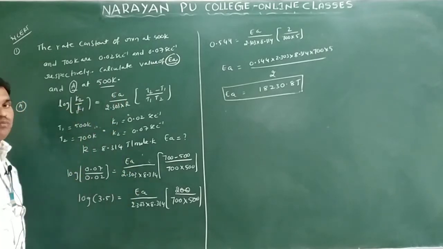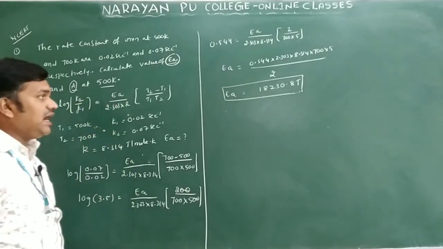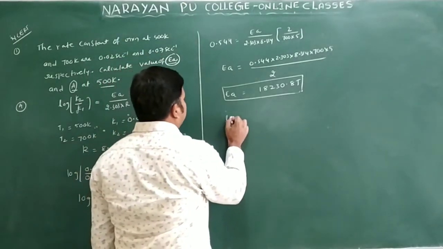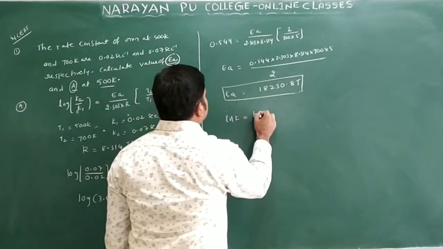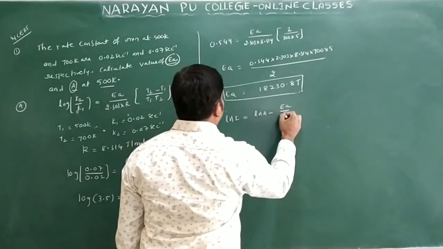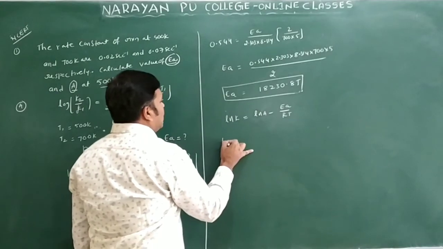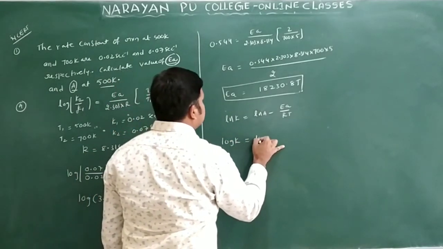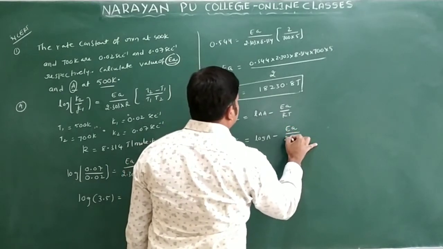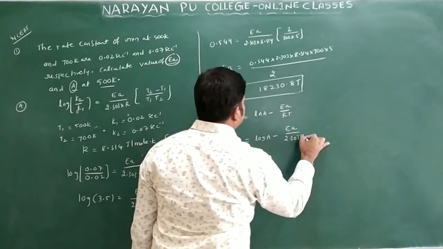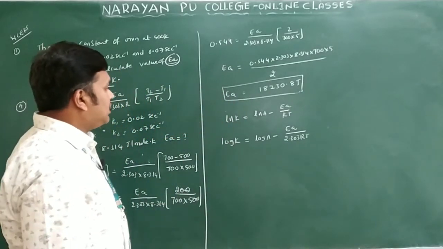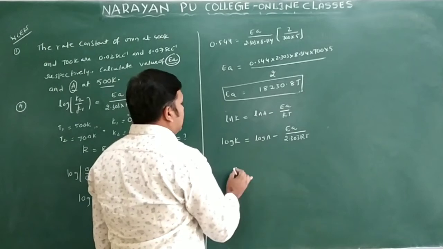Here there is no term of A. What can we take? We can take the Arrhenius equation at constant temperature. The formula, I am writing here: ln K is equal to ln A minus EA by RT. You can take it in the form of logarithm: log K is equal to log A minus EA by 2.303 RT. Now we have to find out this log A value.